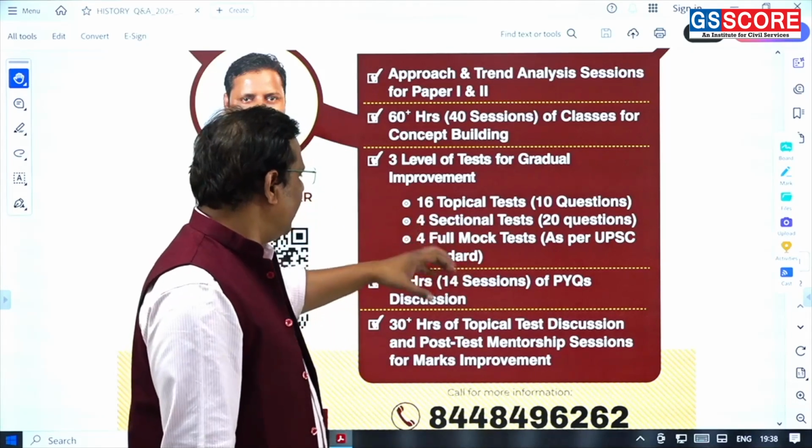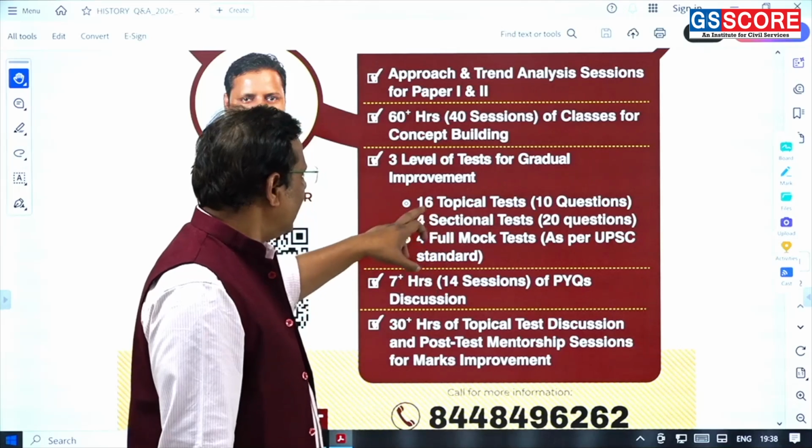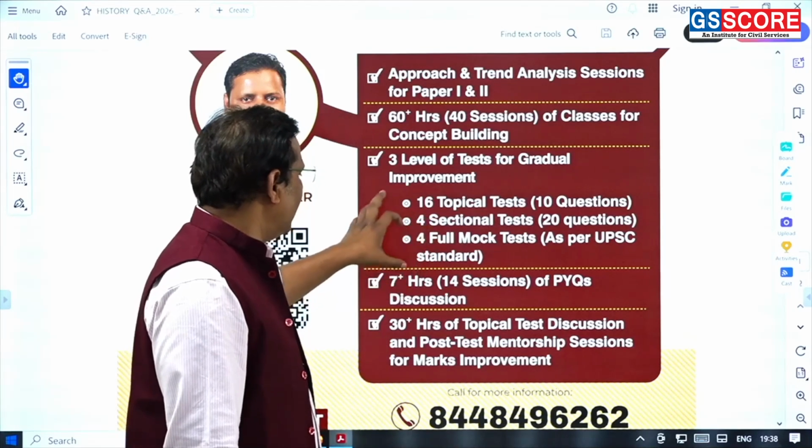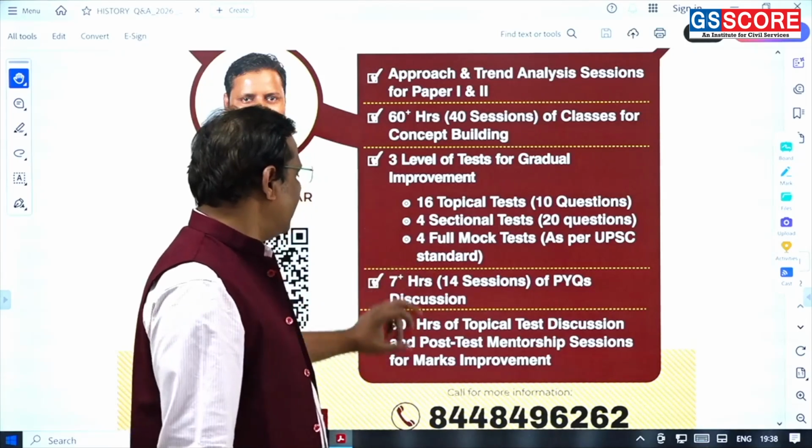And then over the period when we'll cover the whole syllabus, we'll be going for 4 sectional tests that are going to include 20 questions each, and then finally 4 mock tests, or the full length tests, that we will be writing as per the UPSC standard.